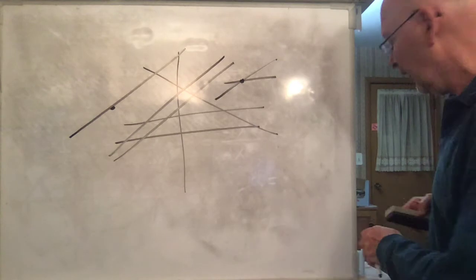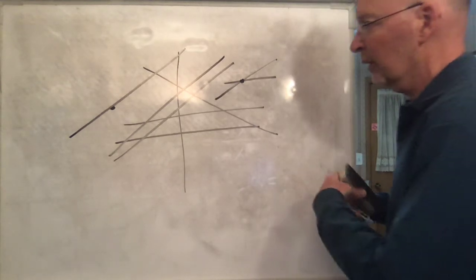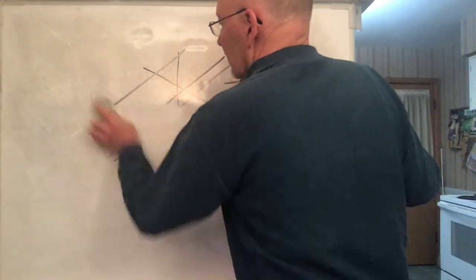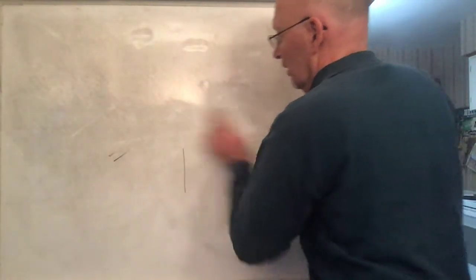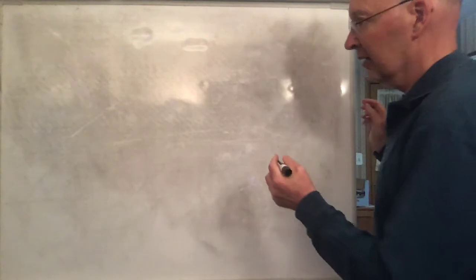So let's first define what slope is, and then we will use that to show how you can uniquely get a definition, an equation for a line.